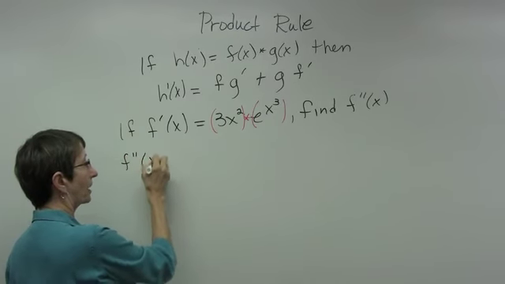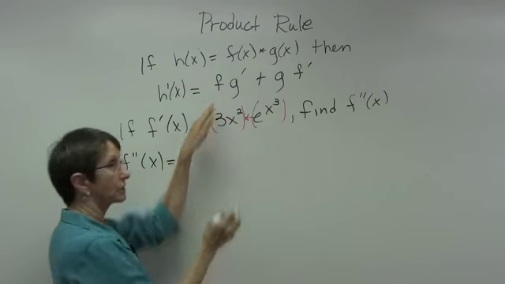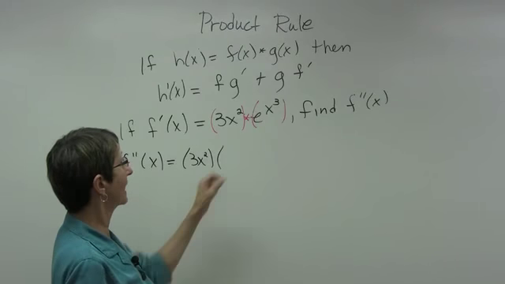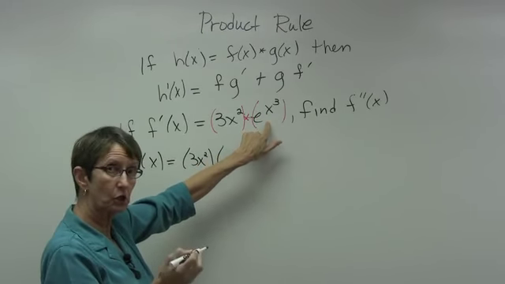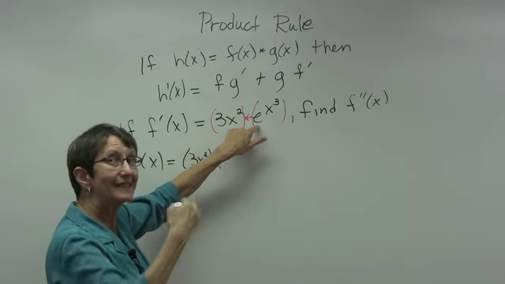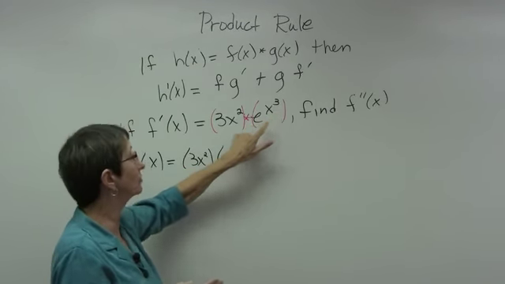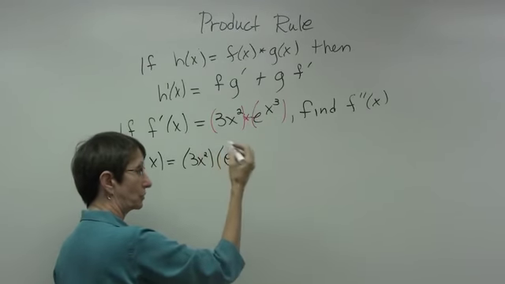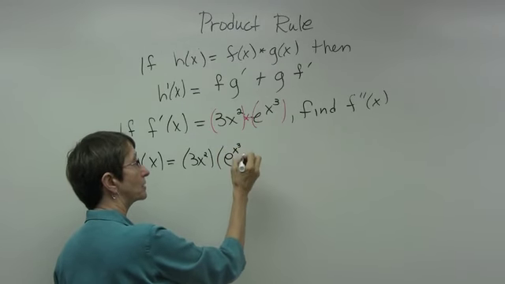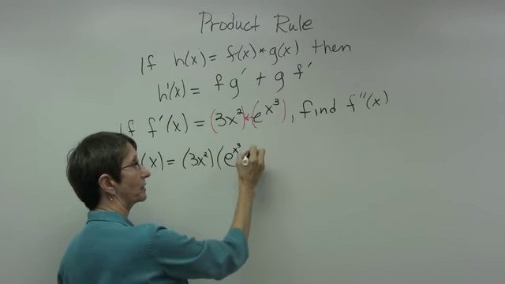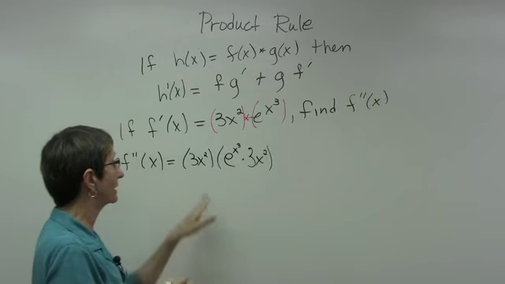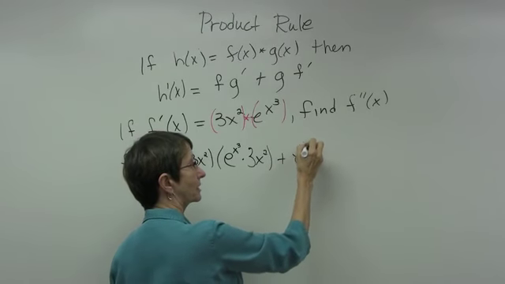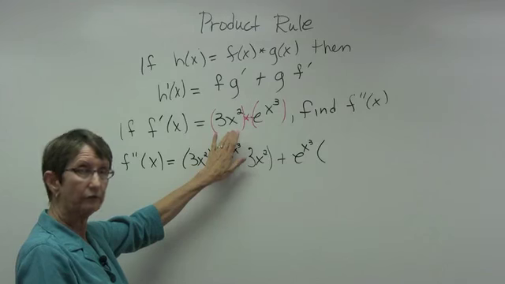So f double prime of x equals first, that's 3x squared, times the derivative of the second. The second is e to the x cubed. Outside function is e to a power. Inside function is x cubed. This is going to require chain rule. E to the u, keep the x cubed, multiplied times the derivative of the exponent, 3x squared. So that's first times derivative of the second, plus second, e to the x cubed, times derivative of the first.